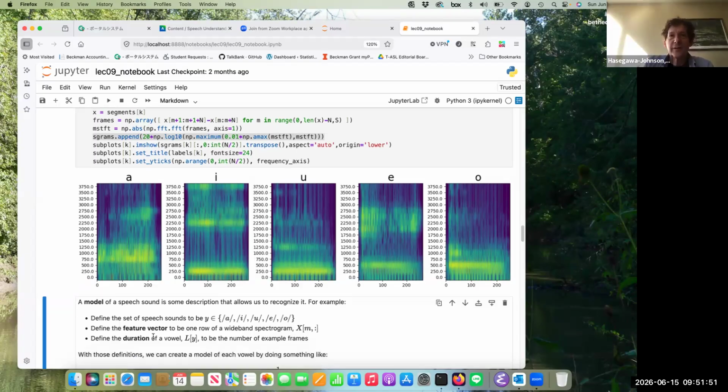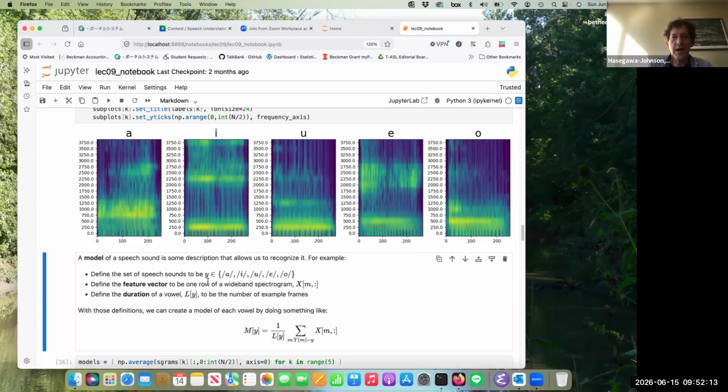So now we have spectrograms of each of those 5 examples. And now we want to turn those spectrograms into models of what we're looking for when we look at a test utterance. I'm going to say something new, some completely new utterance, and we want to be able to recognize when each of those 5 vowels has been produced. So we have the set of sounds, the Y is the label. The label Y is either ah, e, u, a, or o. And the feature vector is going to be one row of a wideband spectrogram.